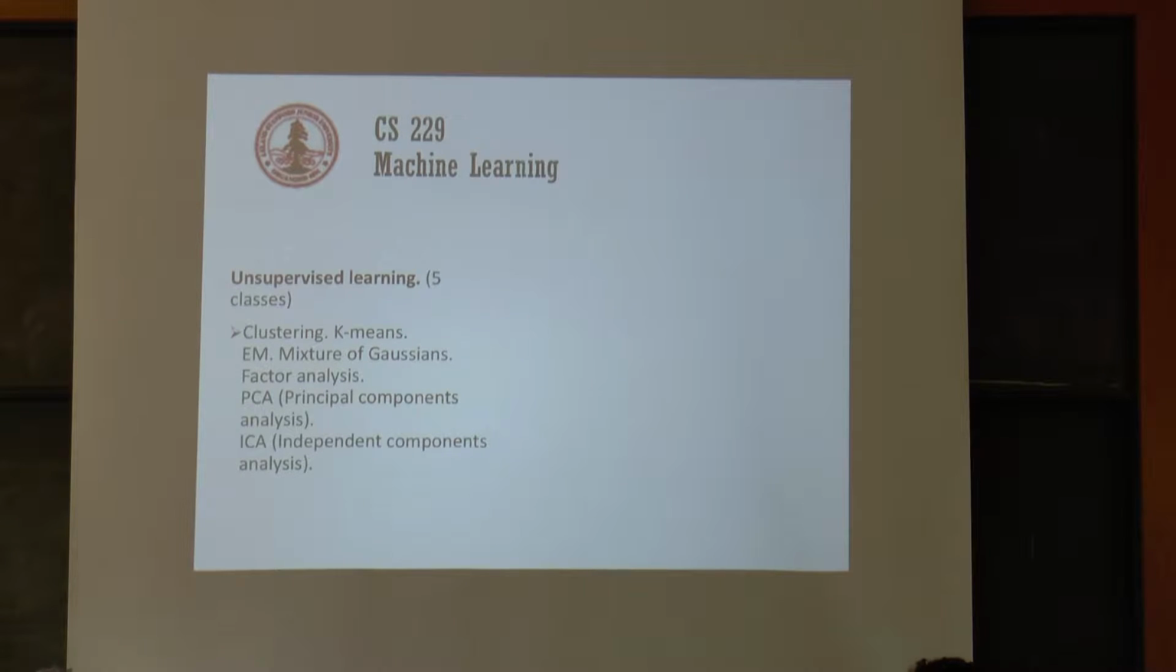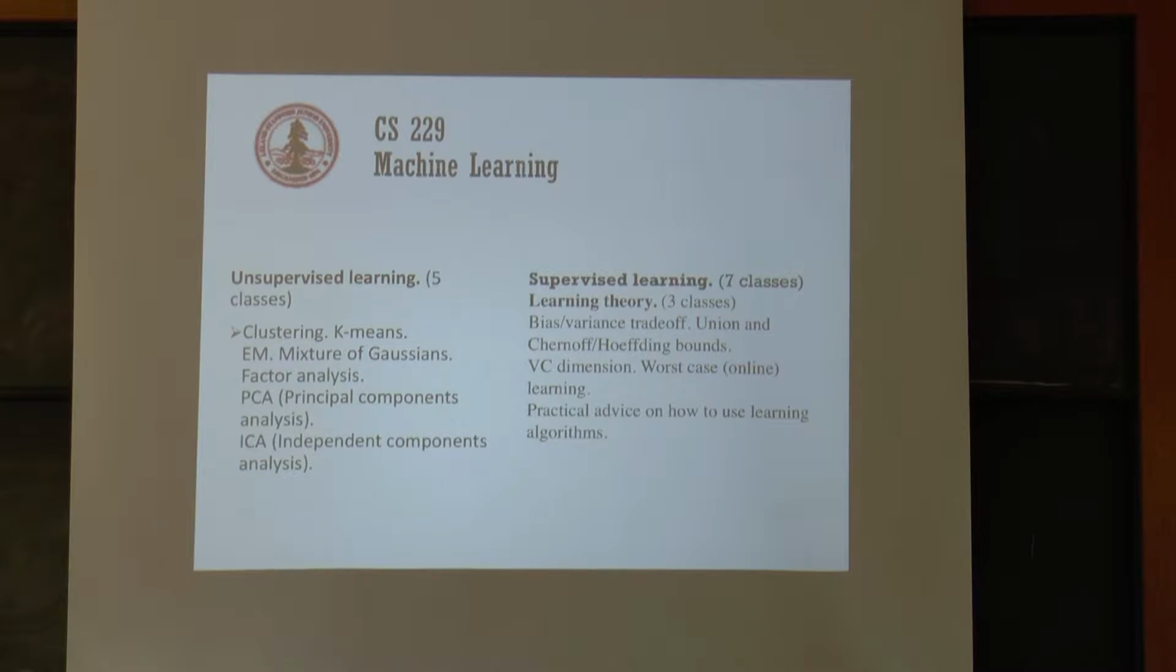Just to motivate a little more the unified framework for unsupervised learning: this is a course at Stanford, CS 229, on machine learning, taught by John Duchi. We can see that on one side, for unsupervised learning there are 5 classes: clustering, k-means, PCA. On the other side, for supervised learning there are 7 classes, and among them there are 3 classes about learning theory. However, the unsupervised learning part is just different questions without a unified theory.